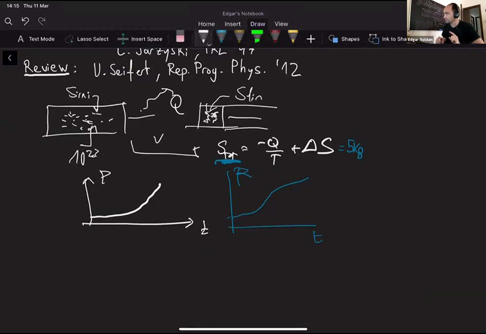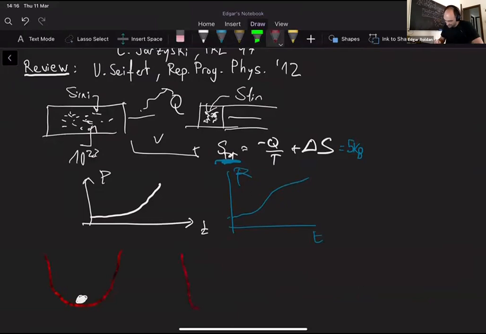So you do, for example, a compression. One example could be you have a harmonic trap like this, and you have a particle initially at zero, and you compress the system in the way that you make the trap stiffer.